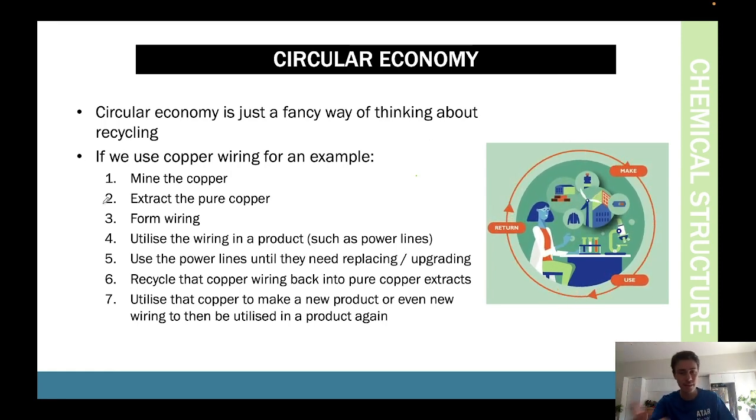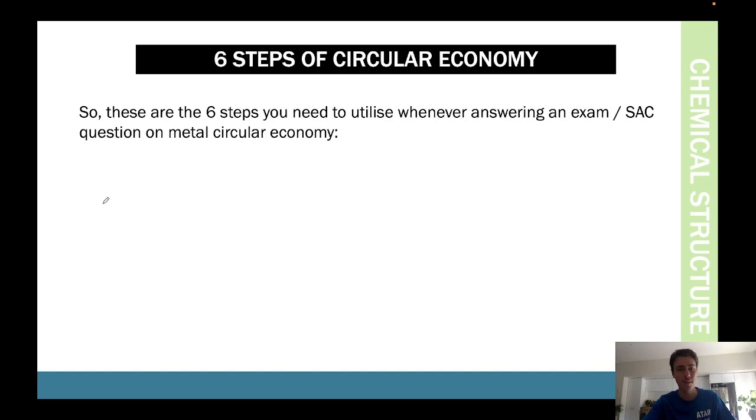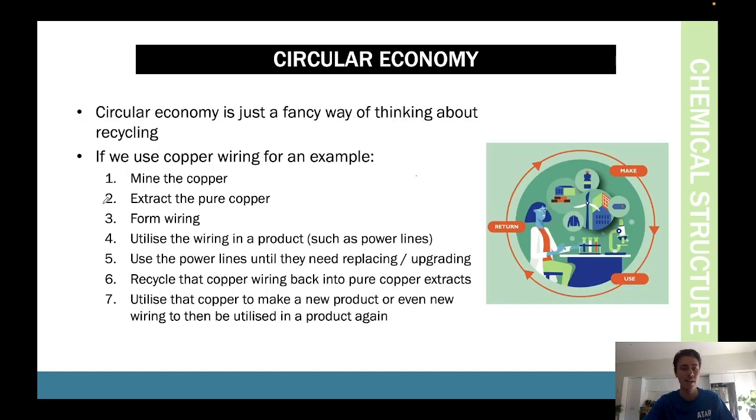So these are the steps of circular economy. Now, I think what's really important here is these are really sort of 6 steps. These 2 are sort of 1. You don't really think of mining, you think of just obtaining copper. So think of this as obtaining copper. So these 2 steps are obtaining copper. And so you obtain copper here, and then these are the next 5 steps.